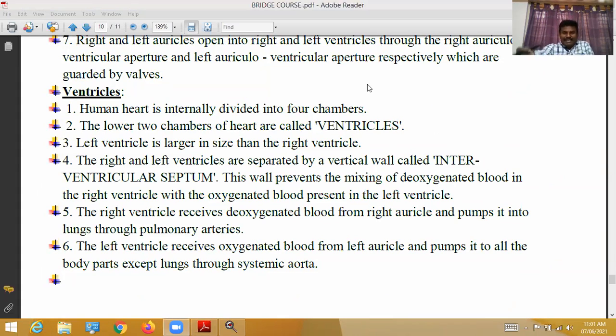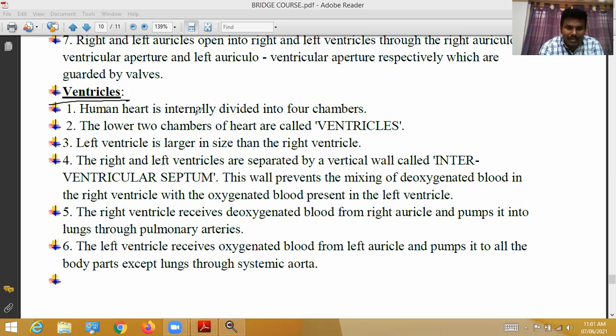So this is the explanation about auricles. Next, let's have a look at ventricles. This is important information for your first PUC. If you listen to these topics, it helps your first PUC.